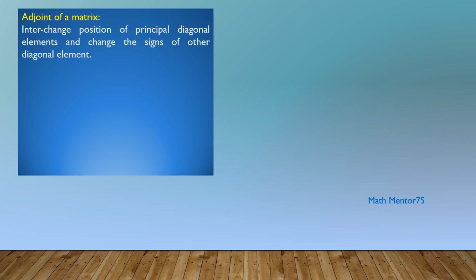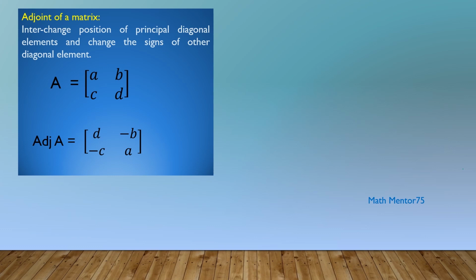the other diagonal. That is, if you have matrix A, let's say A, B, C, D, then the principal diagonal elements are A, D. We are going to switch them. And the other diagonal elements are B, C. We are going to change their signs. So this is our adjoint matrix. That is, A and D are interchanged. Then the sign of B is changed and sign of C is also changed.